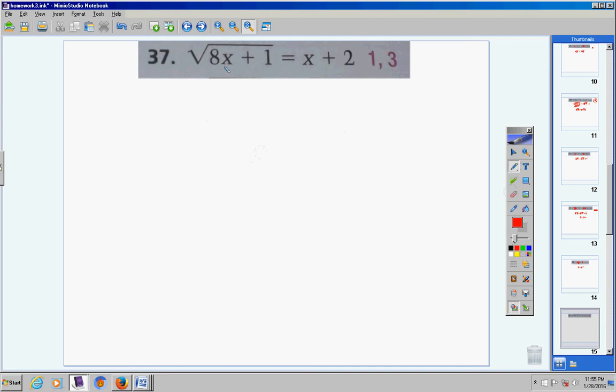Put a 3 in for x right here. 8 times 3 is 24 plus 1 is 25. Put a 3 right here for x. 3 plus 2 is 5. The square root of 25 is 5. 5 equals 5. Alright? And lastly, 29.